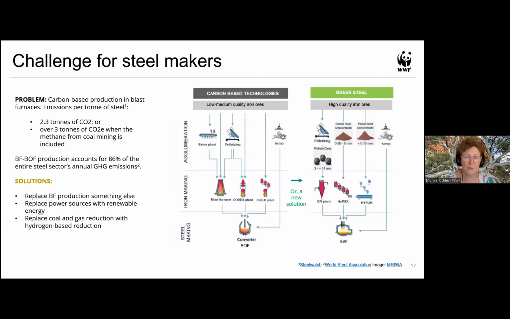We know it's a chemistry problem ultimately, and the solutions are complex. That's why they're called the hard to abate sector. So you need to be moving beyond blast furnace. How do you do that? The use of hydrogen-based production, replacing coal and gas, replacing power sources. And there's complexity around the quality of iron ores as well.